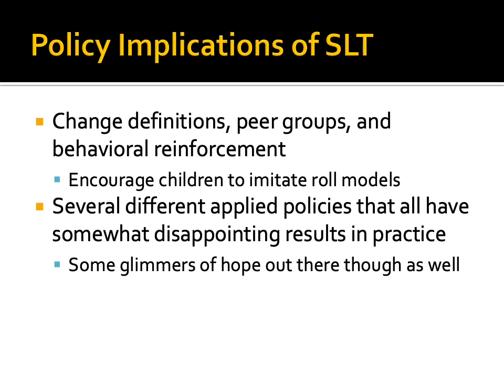As far as policy implications of social learning theory, the basic idea is change the definitions, change the peer groups, and reinforce positive behavior. Encourage children to imitate certain role models. Super difficult to do though, right? We explain crime a lot with this, but the policy implications are really, really hard to implement. If you get reinforced, if you care what your friend thinks and your friend is an idiot, how can I stop you from caring what they think?